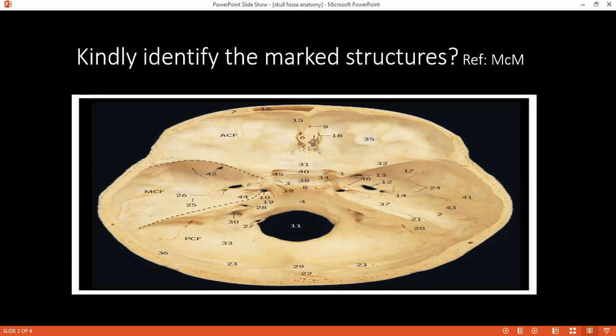Can you please tell me what is the clivus? Which number is the clivus, if you can identify?